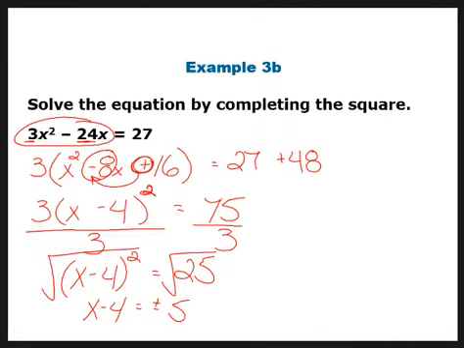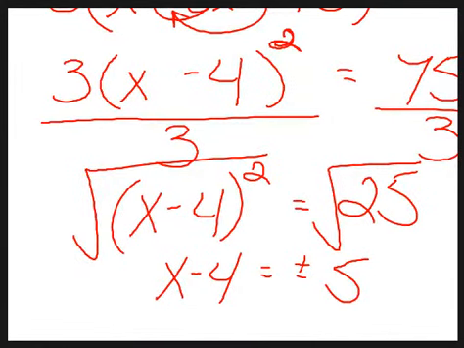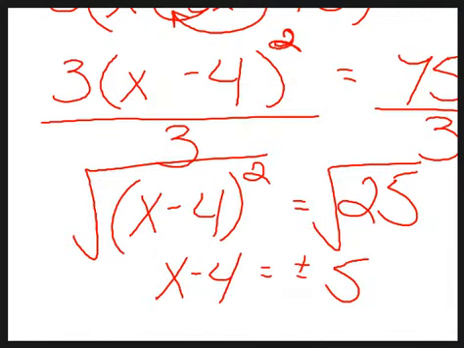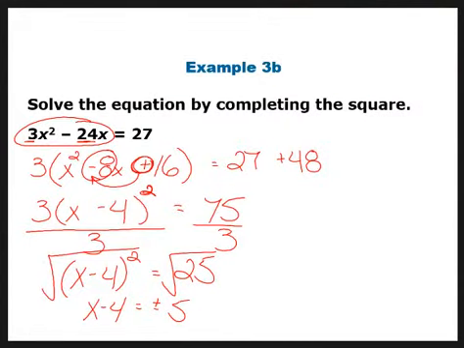All right, my next step would be to add, whoops, oop, didn't want to do that. Hang on a second. Let's see if I can get back to my pen here. All right, sorry about that.